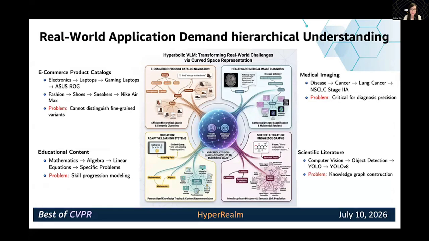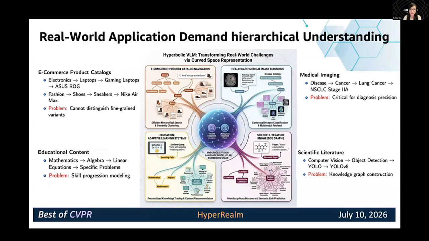Why does this matter beyond academia? Because real-world deployed systems face a hierarchy problem every single day. In e-commerce, we have product taxonomies: electronics to laptops, gaming laptops to specific models with different configurations. When customers search for laptop, we need to understand whether they want general laptop content or they are looking for something very specific.